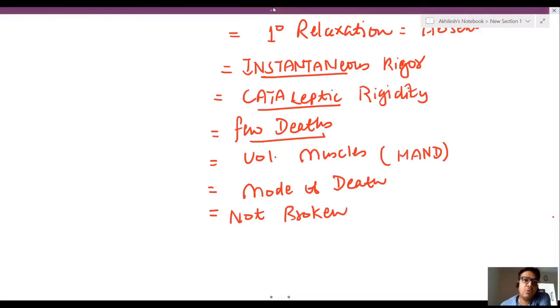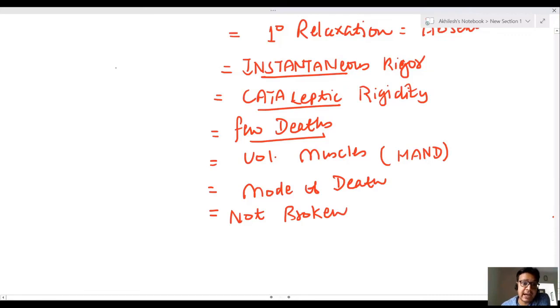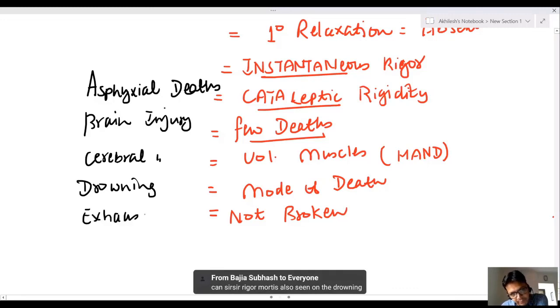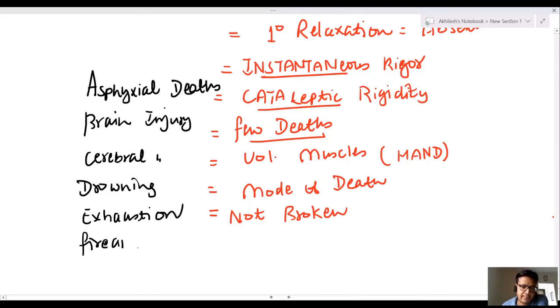Now, what are the deaths in which it is seen? It is not seen in all deaths. I start with A. Asphyxial death, it can be seen. Brain injury, cerebral injury, it can be seen. Drowning, it can be seen. Exhaustion, it can be seen. Firearm and fear, it can be seen.